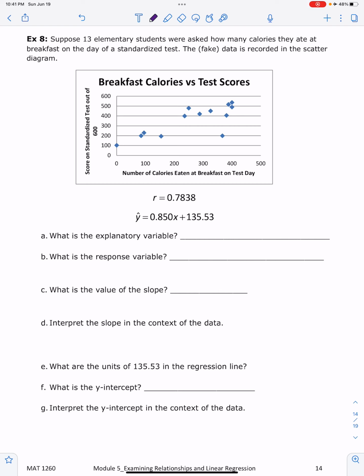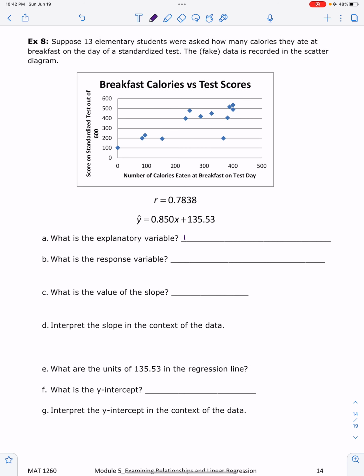We have got a correlation coefficient of 0.7838. We have got a line of best fit of 0.850x plus 135.53. Our explanatory variable is our number of calories eaten at breakfast. And I'm going to shorthand this so you don't have to watch me write that whole thing out. The response variable is our score on that standardized test.